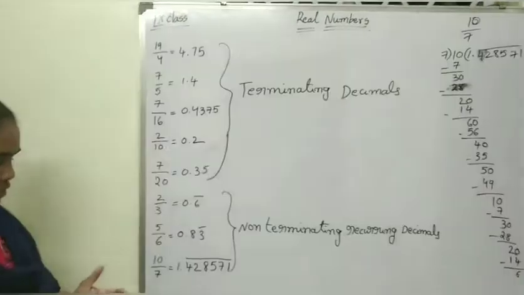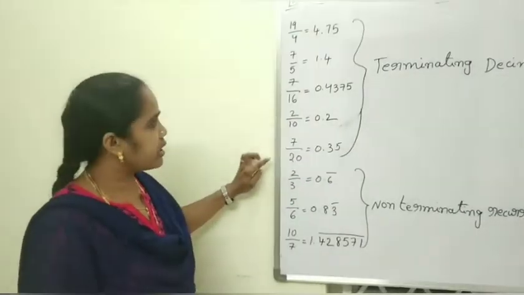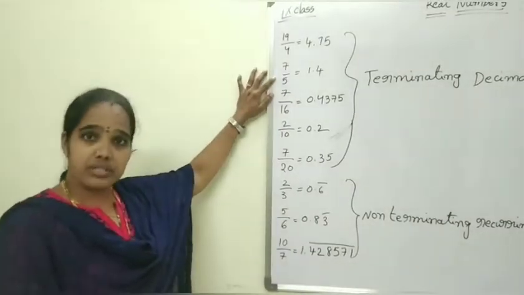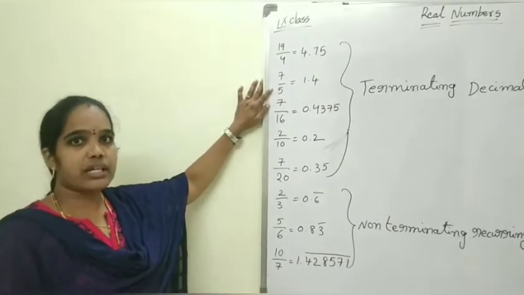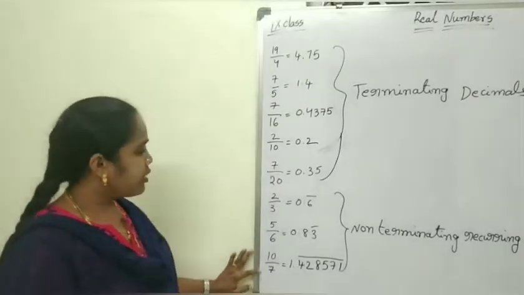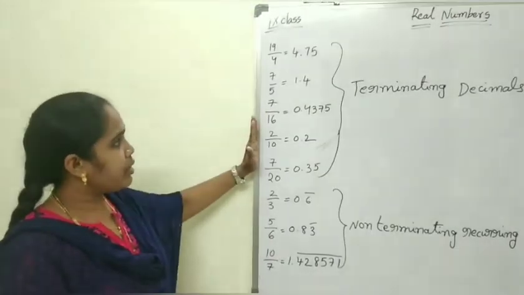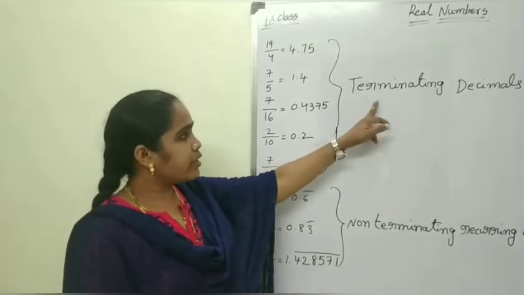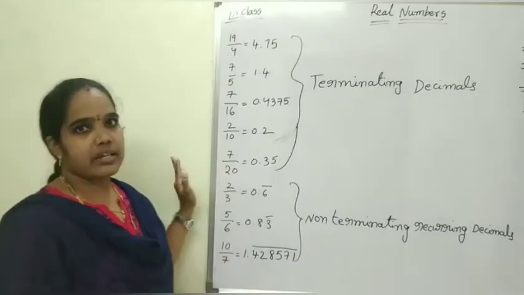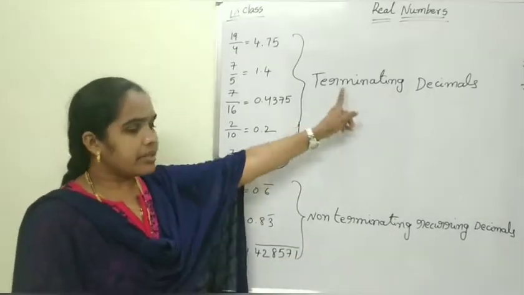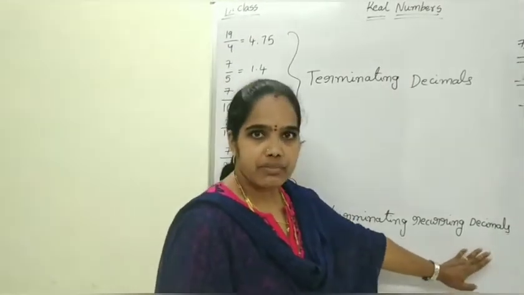Okay, two types of decimals we got. Are these rational numbers or not? Yes, these are rational numbers. Rational numbers means any number that can be written in the form p by q. So these are all in the form of p by q. Any rational number we can write either as a terminating decimal or as a non-terminating recurring decimal.